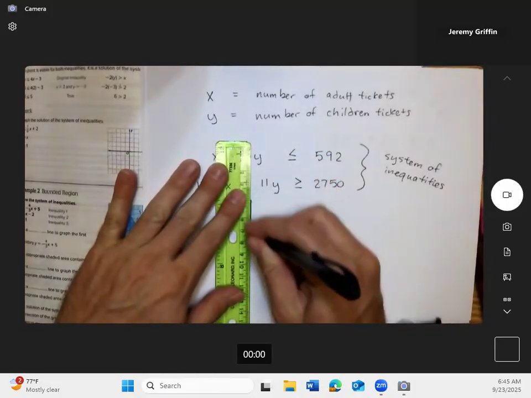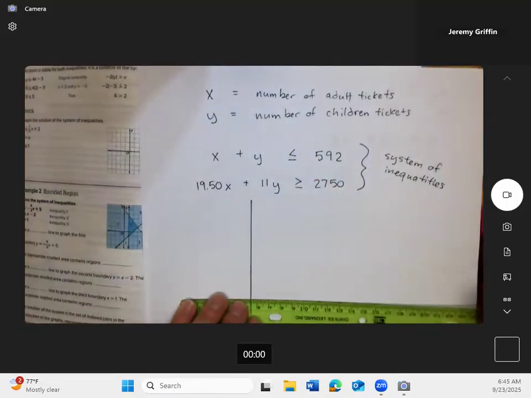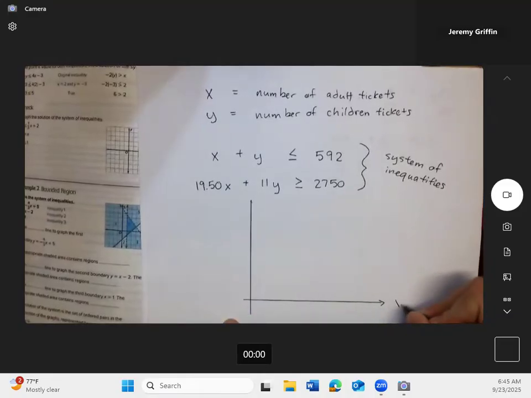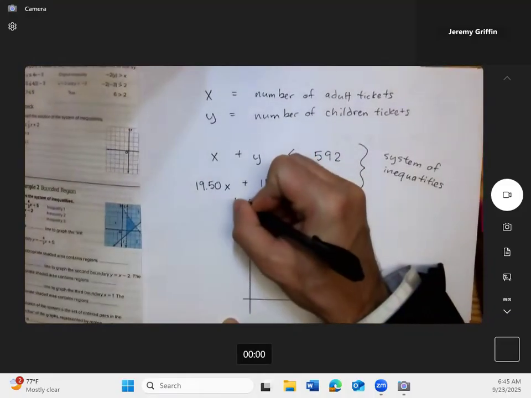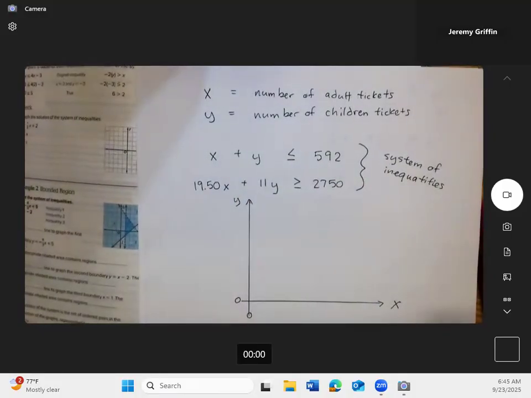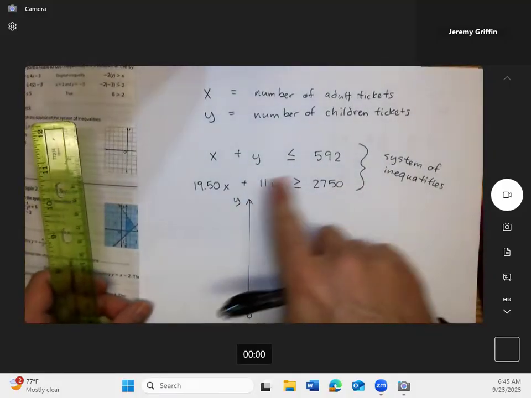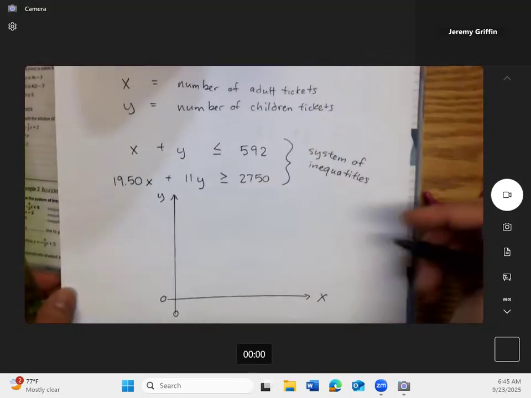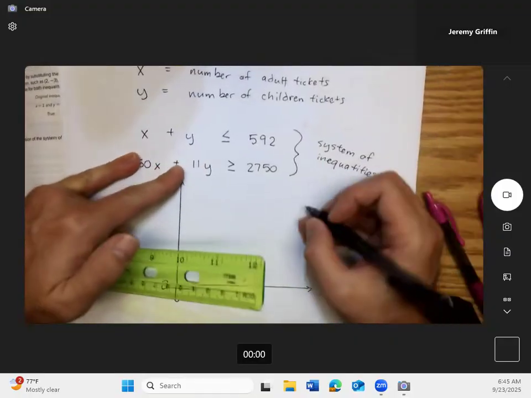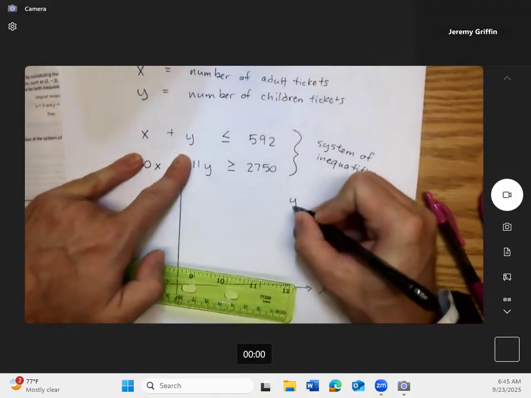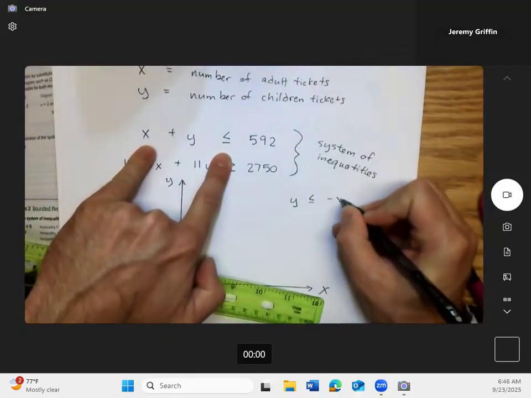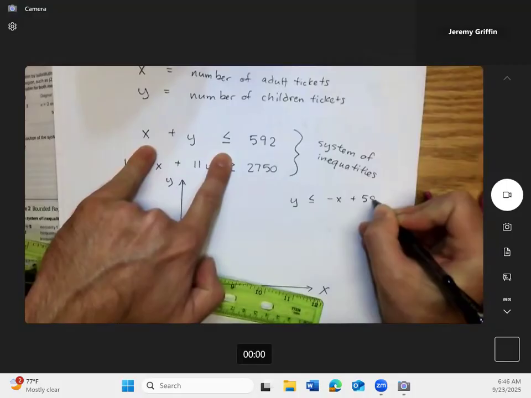So let's go: y-axis is the children's tickets, x-axis is the number of adult tickets. I've got the x-axis this way, y-axis this way. We can start at 0, 0. And then what? Actually, maybe I should rearrange these expressions. If I rearrange the top one to get y in terms of x, sort of like slope-intercept form, would that be y is less than or equal to negative x plus 592?